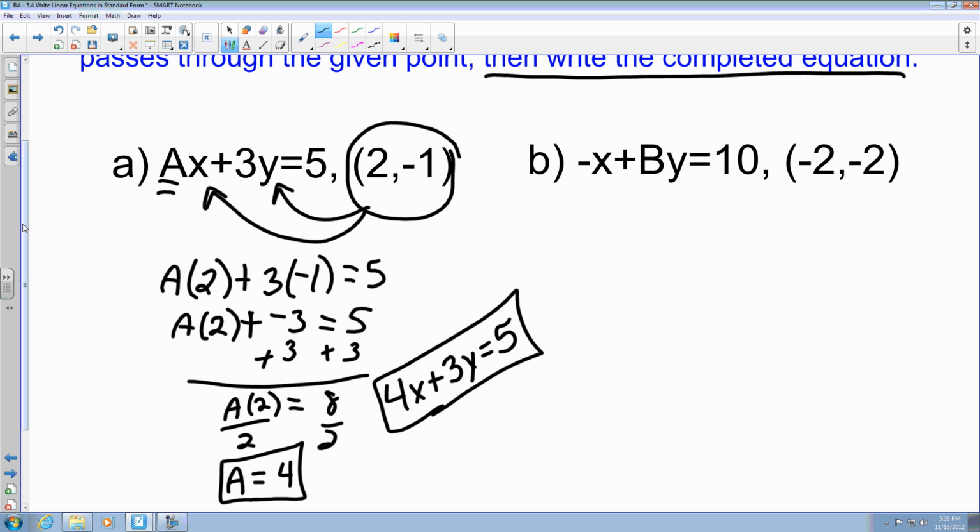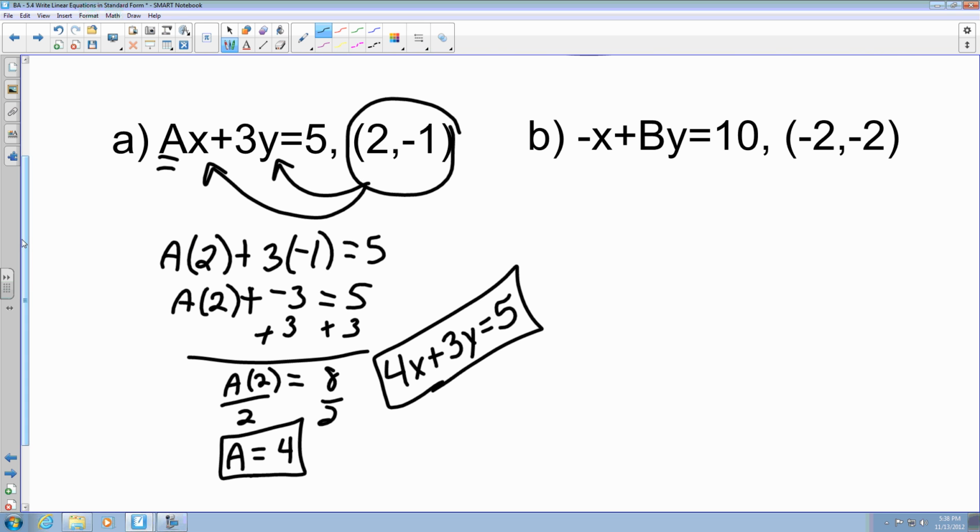Let's look at B. We have -x plus by equals 10 with coordinates -2, -2. We know A is -1. It doesn't show that, but we could easily write it as -1x plus by equals 10. Now if we take our values for x and y, we can solve for B. So we take our -2 plus b times -2 equals 10.